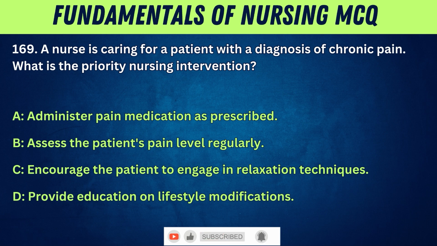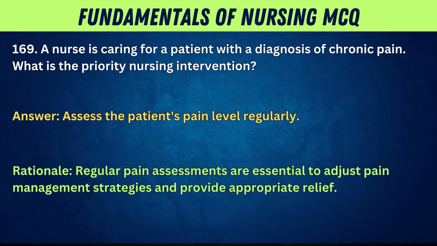169. A nurse is caring for a patient with a diagnosis of chronic pain. What is the priority nursing intervention? A. Administer pain medication as prescribed. B. Assess the patient's pain level regularly. C. Encourage the patient to engage in relaxation techniques. D. Provide education on lifestyle modifications. Answer. Assess the patient's pain level regularly. Rationale. Regular pain assessments are essential to adjust pain management strategies and provide appropriate relief.